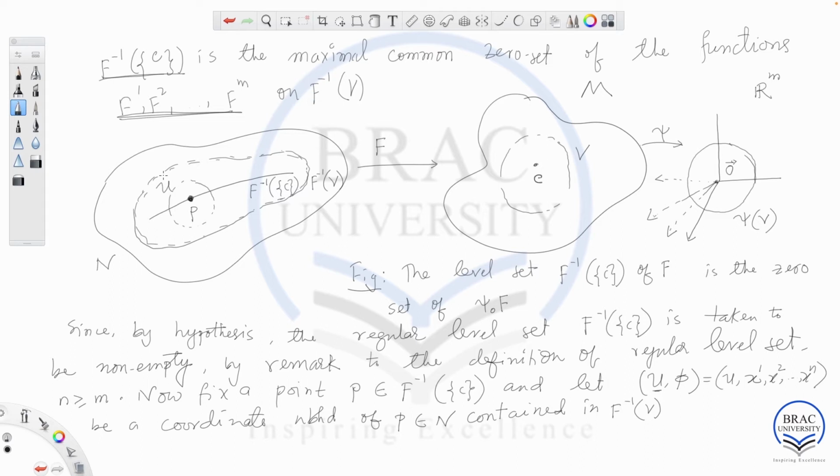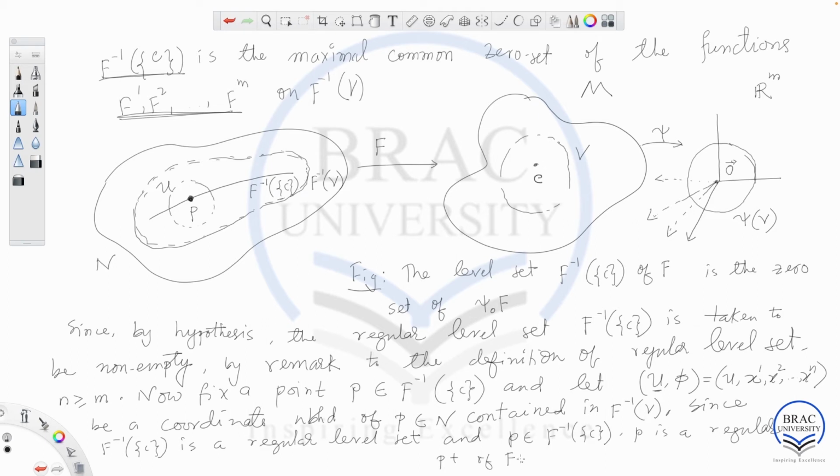So since F inverse of C is a regular level set, by hypothesis this is a regular level set, and P is in F inverse of C, P is a regular point of F, right? P is a regular point of F.